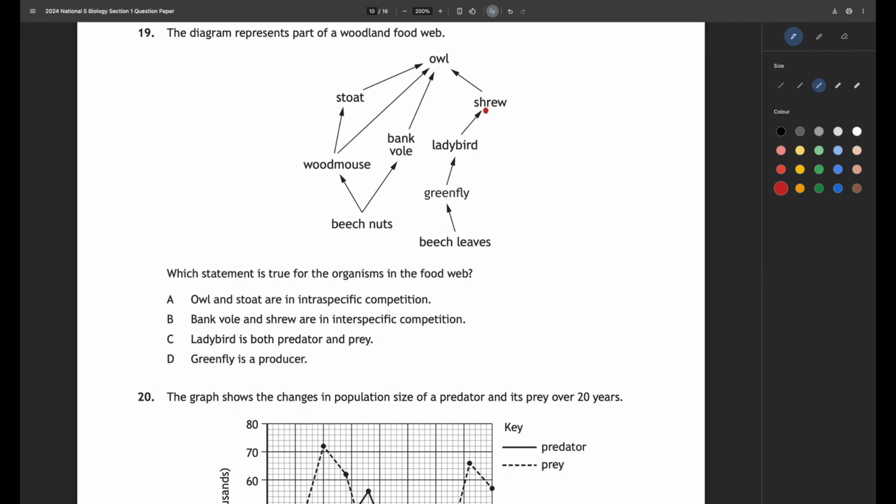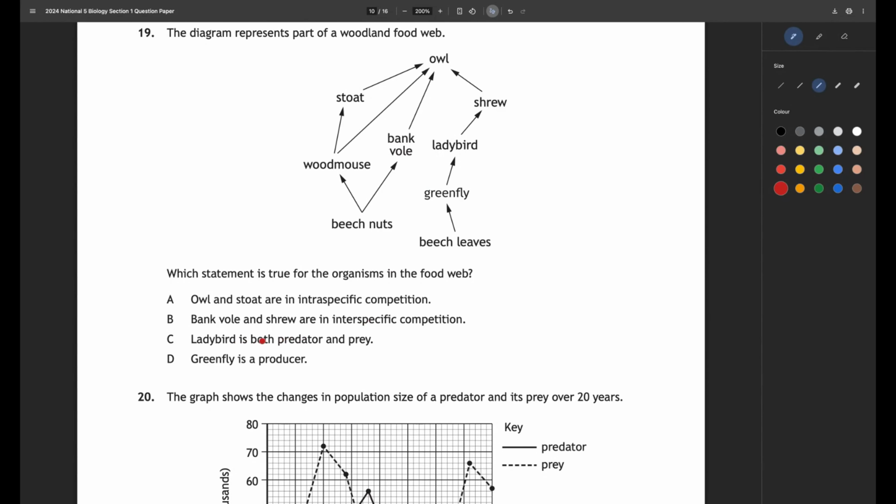Now, are they in competition? They don't have the same food source there. Now, we don't know anything else about them from the food web. We don't know anything about all the other resources they need, but we know that they're not in competition for the same food, which means that this one is not going to be true.